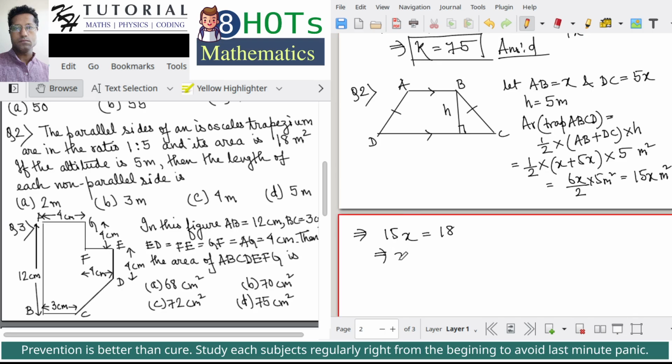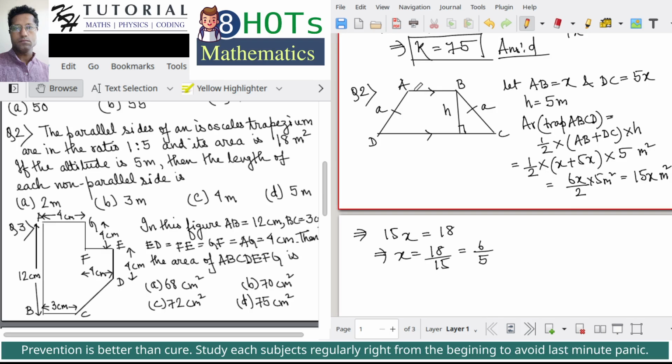This implies x will be equal to 18 by 15, which is equal to 6 by 5. So x is 6 by 5. Then the length of each non-parallel side: if the length of each non-parallel side be a, we have to find a.